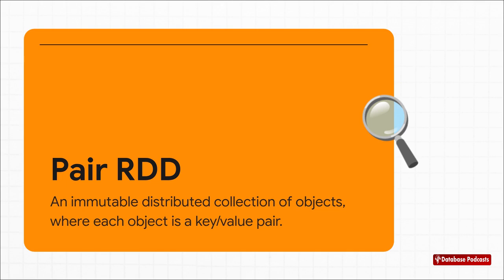This is the fundamental building block that gives us all this power. Just think of it like a special kind of list where every single item is a little two-part package, a key and a value. By structuring our data this way, we're basically handing Spark a map that it can use to efficiently shuffle, group, and join data across the entire cluster. This key/value structure is what makes things like a distributed group by or join even possible.